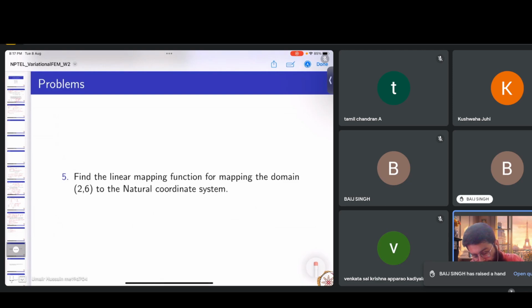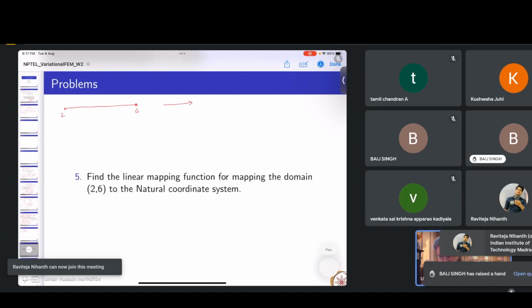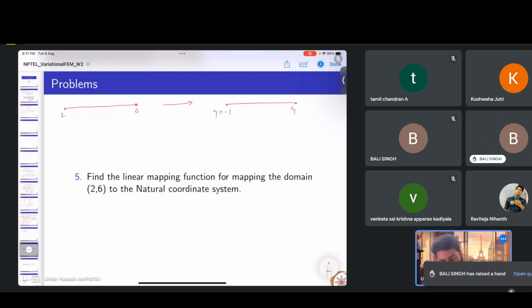So we have a given coordinate system from 2 to 6, and we want to transform it to our natural coordinate system, zeta equals -1 to zeta equals +1. Since this is basically a 1D linear approximation, we have x equals a plus b zeta. So how do we go about it?